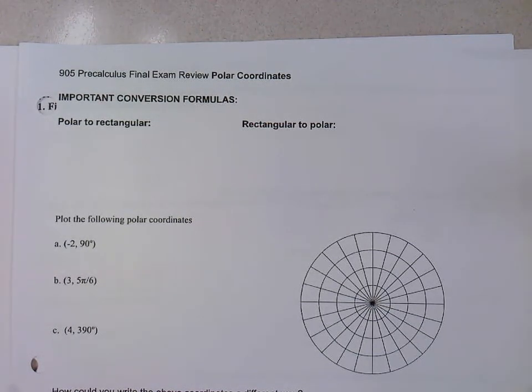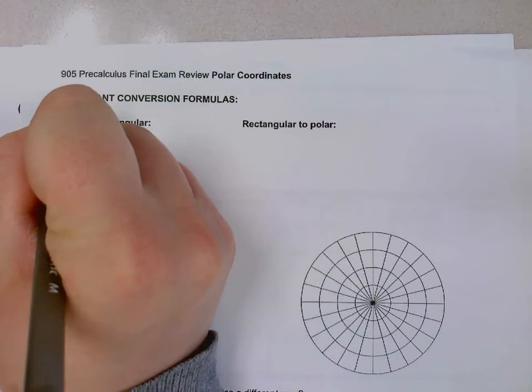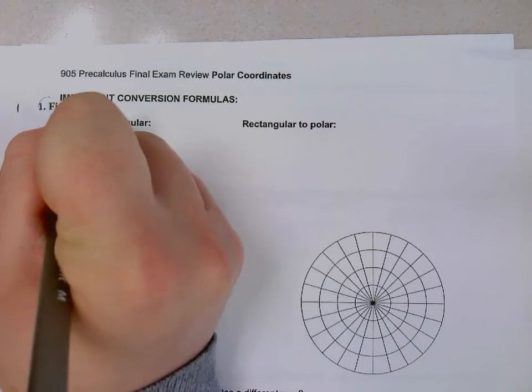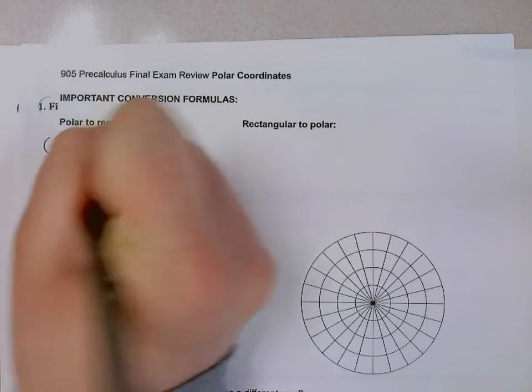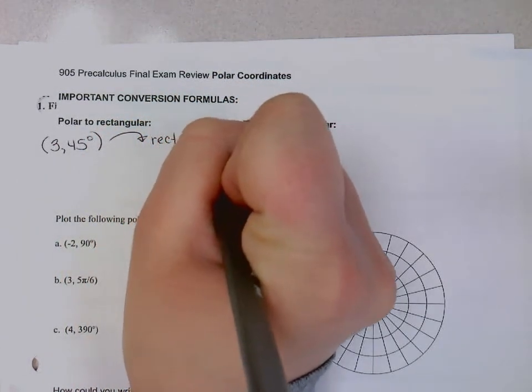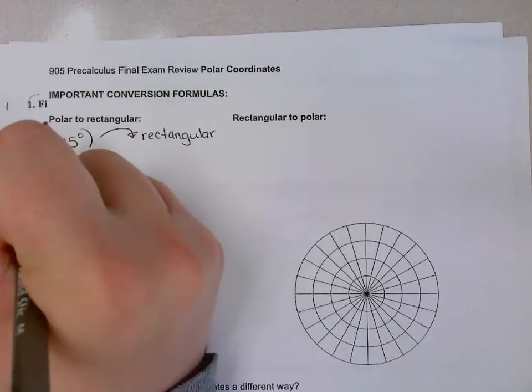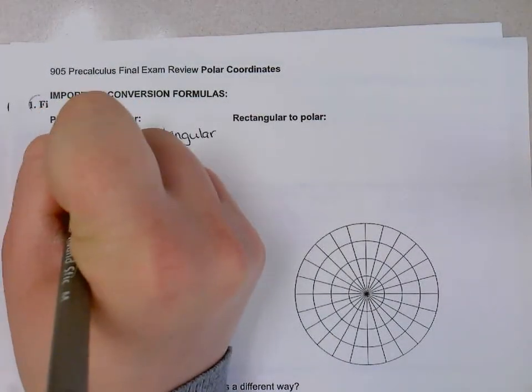So for polar coordinates, there's a couple important things to remember. How do I go from a polar coordinate to a rectangular coordinate? For example, if I have the coordinate 3, 45 degrees, and I want to put it into rectangular, what do I do? I want to show you where this comes from so that you remember.